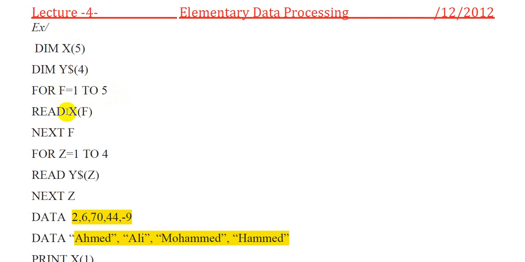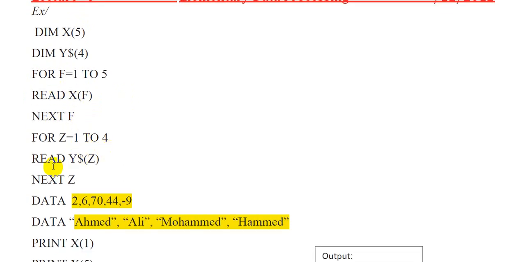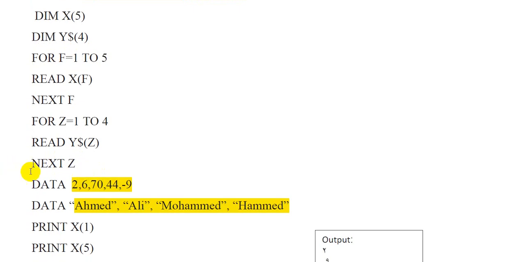After the x was in terms of 5, we're going to convert the x into terms of f, because f stands for the 5, and f in this case, indicated by the for command, compels us to take the values from 1 to 5. Read xf and next f. For z equals 1 to 4, read y z, which will be taken exactly in terms of z. Next z.